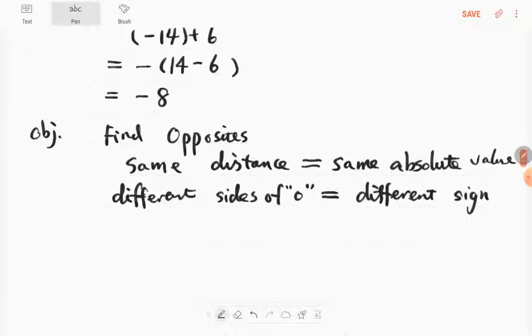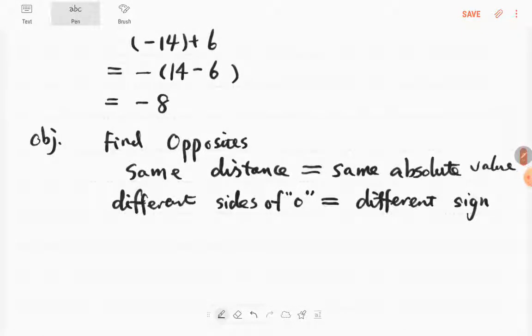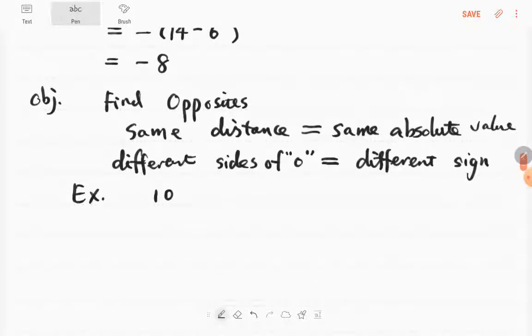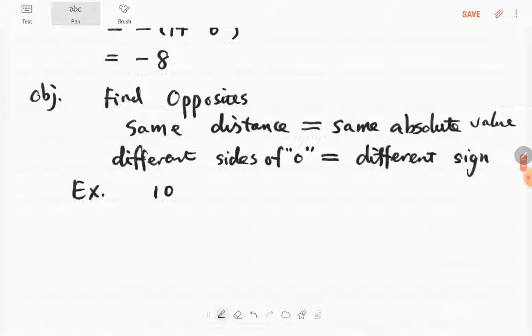So let's check some examples. Try to find the opposites of some numbers. First, 10. So what's the opposite of 10? We'll say with the same absolute value. Of course, it should also have the absolute value of 10, but different sign. So if the original number is a positive number, then its opposite should be a negative number. So negative 10 will be the opposite of 10, right?